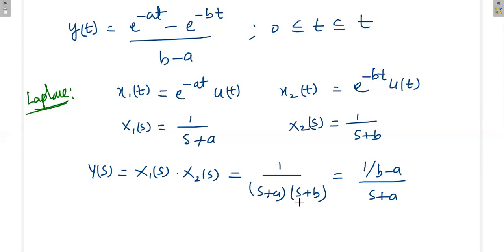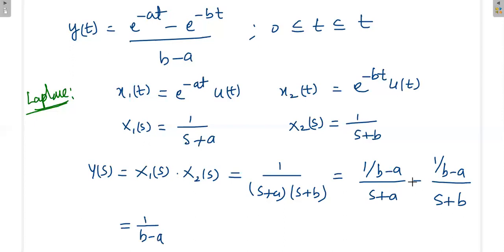When you apply s is equal to minus b, you will be getting a minus b, or otherwise minus of 1 by b minus a. So again you'll be getting 1 by b minus a here divided by s plus b. Then 1 by b minus a we can take out. 1 by b minus a is common.